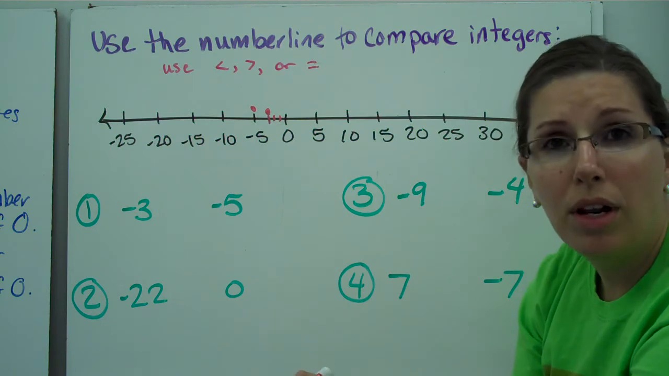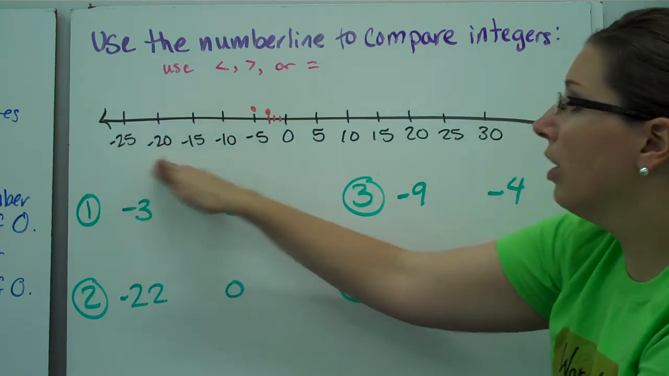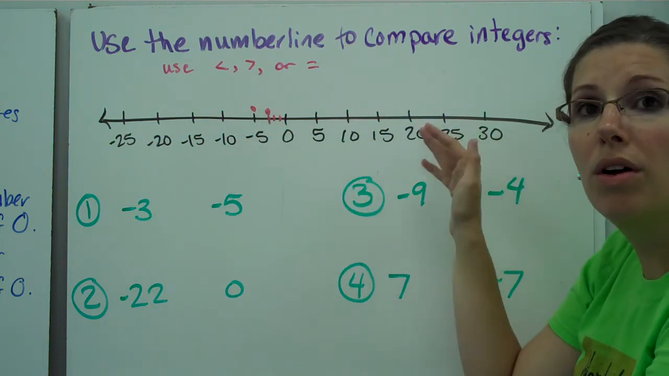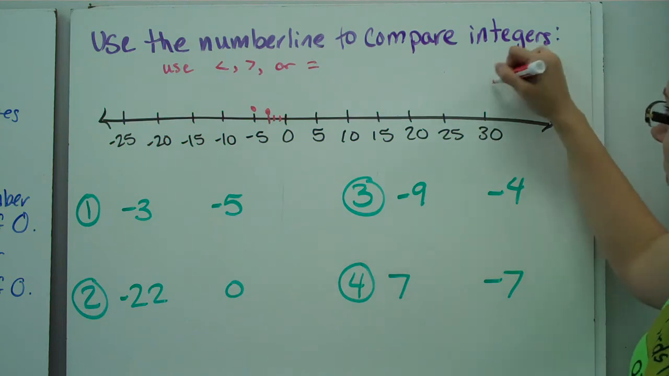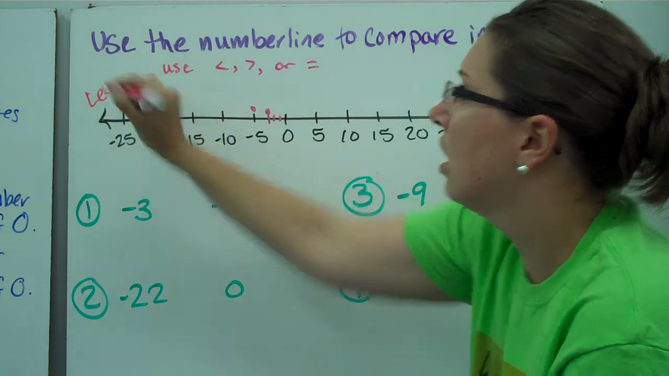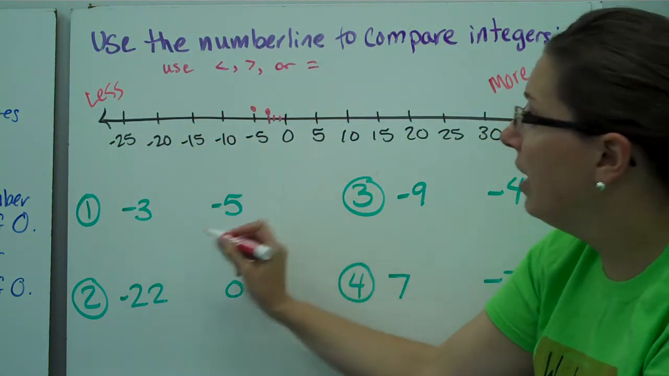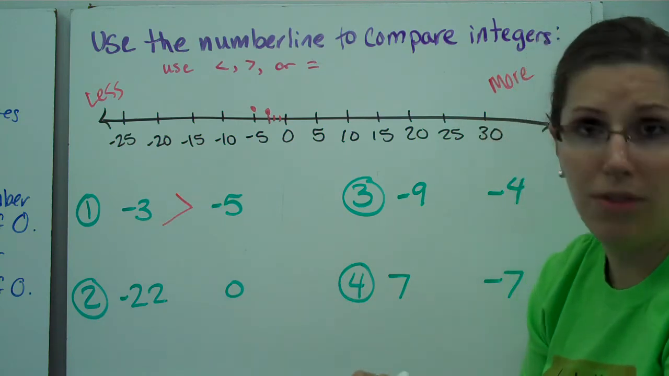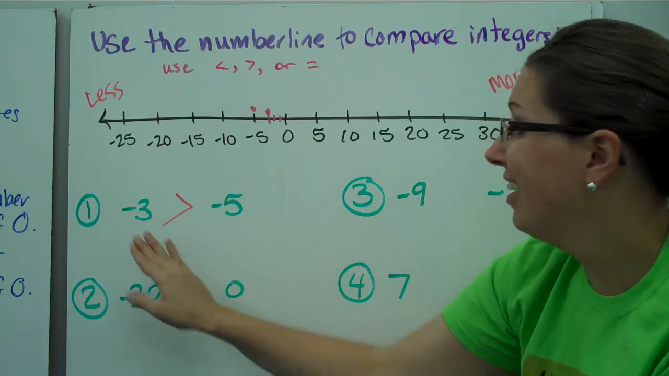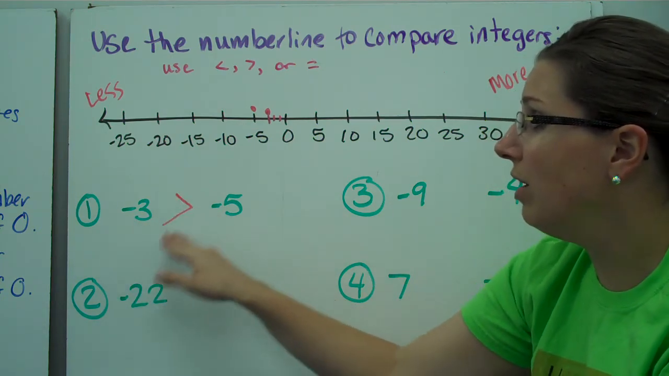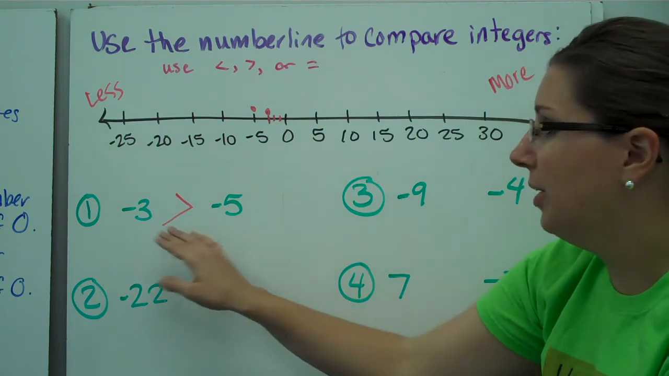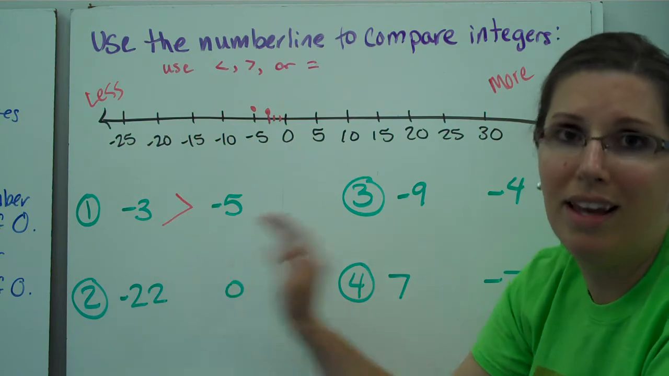When we compare numbers on a number line, the further right they are, the more they're worth. So this is worth more over towards this side, and this is worth less. So -5 is actually less than -3. When I read this statement, I'm reading it from left to right. I'm reading it -3 is greater than -5. So I hope that makes sense to you. -3 is greater than -5.